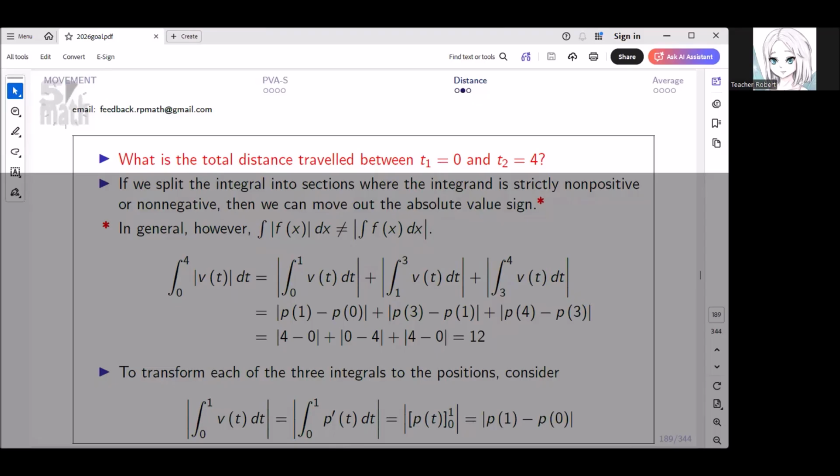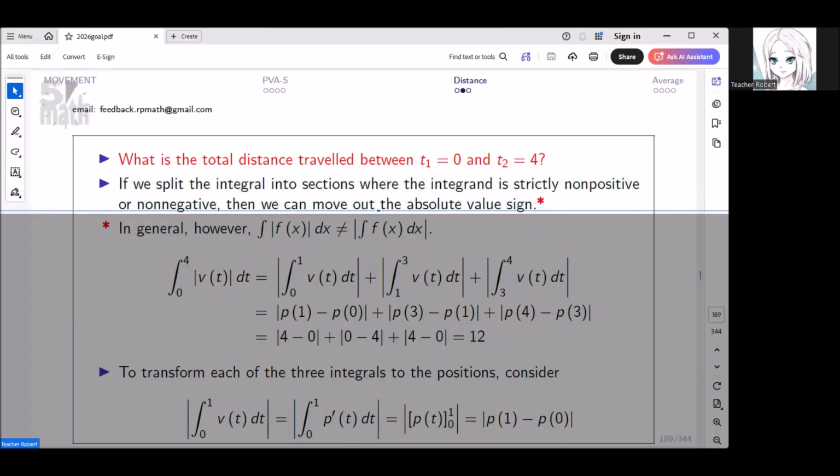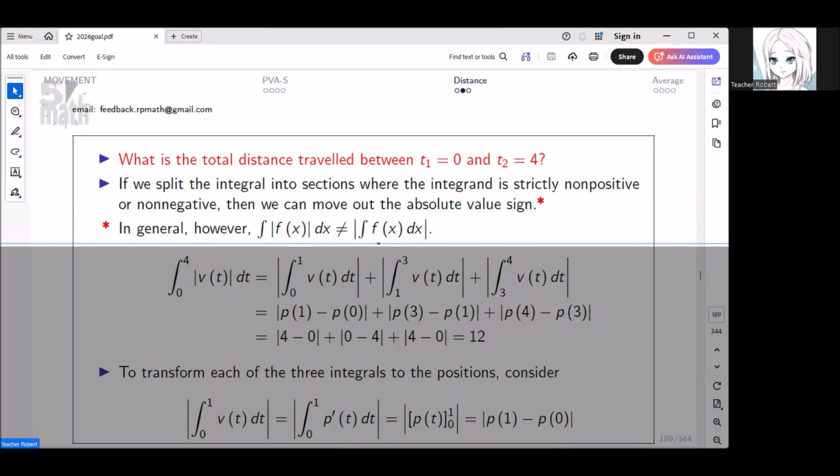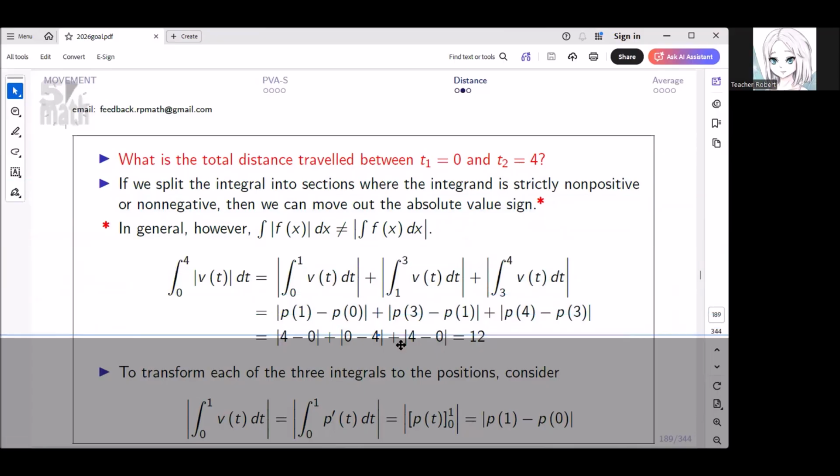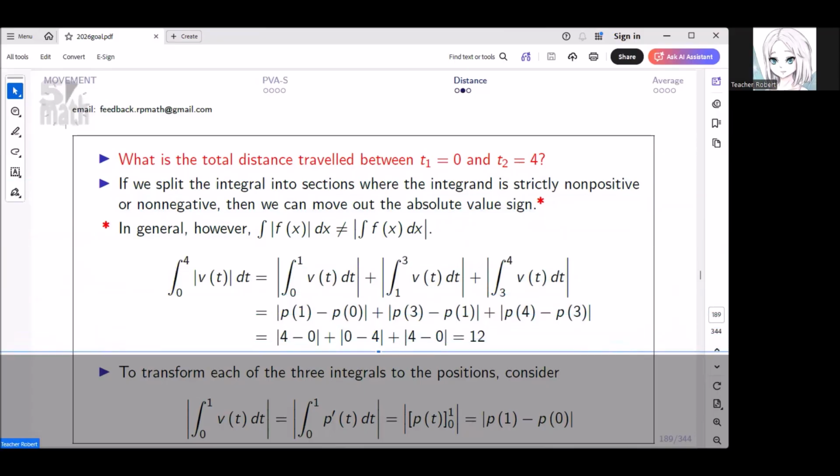What is the total distance traveled between time 1 equals 0 and time 2 equals 4? If we split the integral into sections where the integrand is strictly non-positive or non-negative, then we can move out the absolute value sign. In general, however, this does not equal that. And we have the following.